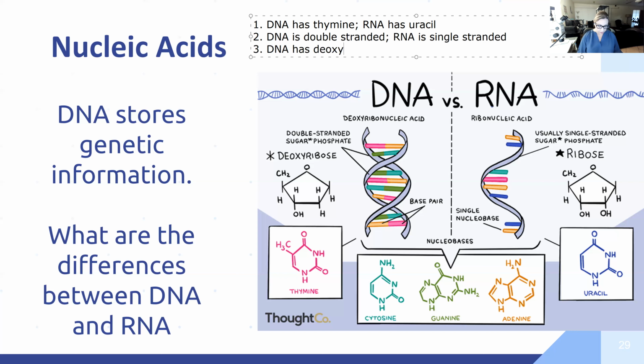And then the final difference is with the sugar. DNA has deoxyribose sugar. RNA has ribose sugar. If you think about DNA, it stands for deoxyribonucleic acid, referring to the sugar. RNA stands for ribonucleic acid, talking about the sugar. And the only difference between these sugars is that ribose has 1 extra oxygen. So they both are still 5-carbon sugars.